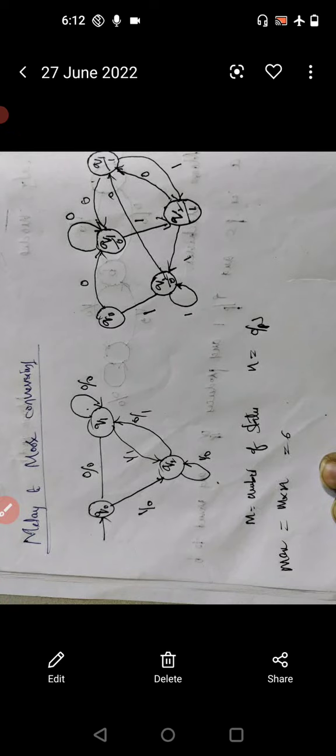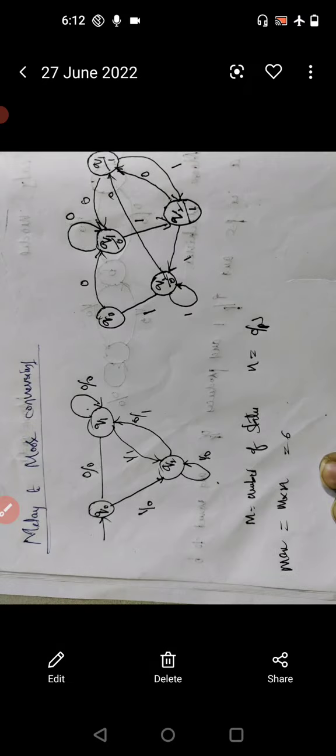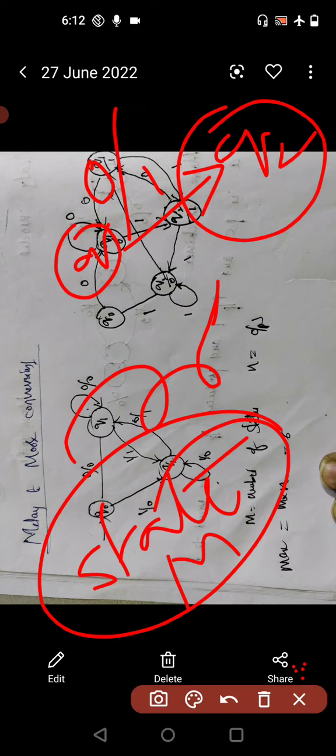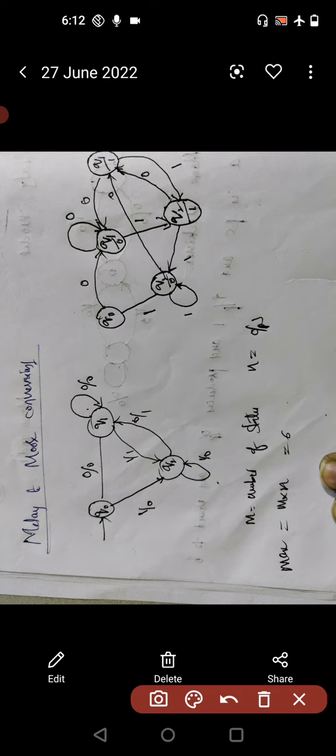So today we are going to see Moore machine operations. So let us see here. This is a Moore machine here. Okay, so we have to convert from a Mealy machine to a Moore machine.